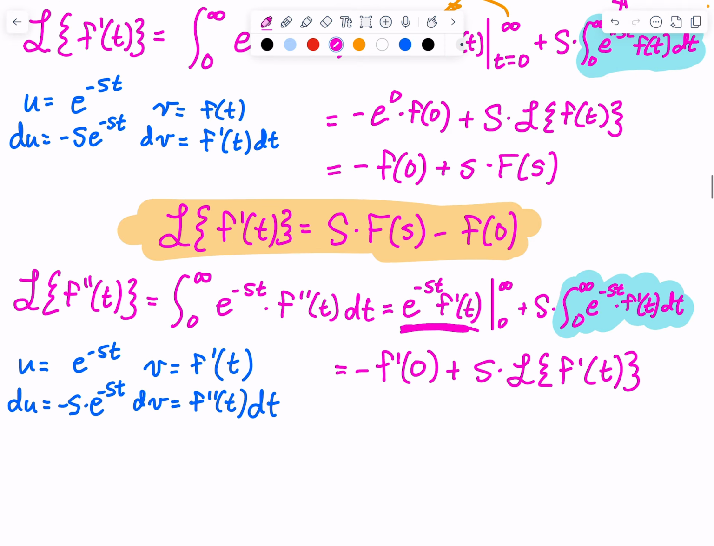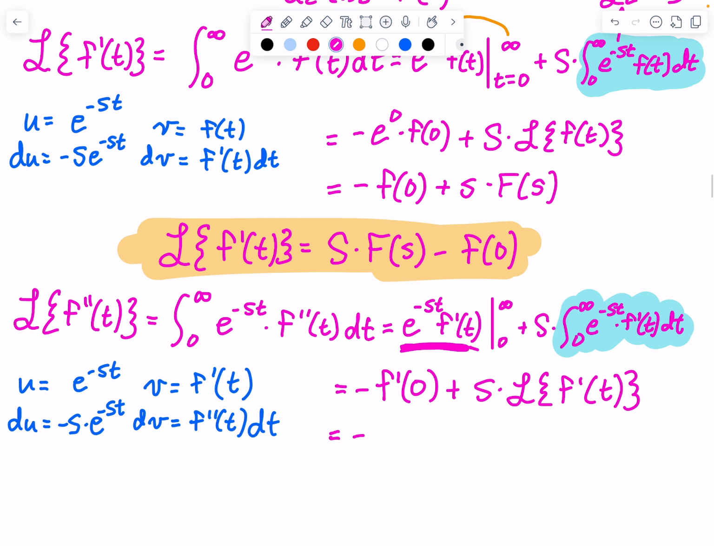And we can use that definition that we just came up with to figure out what our definition for the second derivative will be. We're going to get a minus f prime of 0 plus, and then s times the Laplace is s times F of s minus f of 0.